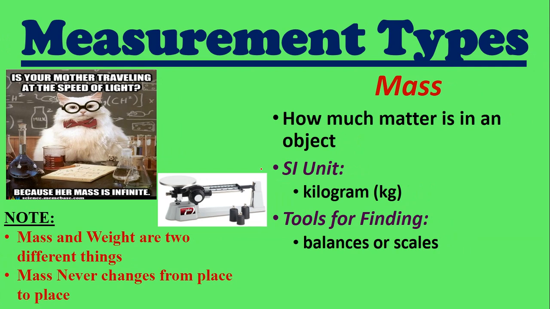The next measurement type is mass. Mass is how much matter is in an object. The SI unit is kilograms, but you can use grams or milligrams as long as it's in a gram sense. And the tool to find it are balances and scales. Now, I need to make a note. There's a difference between mass and weight. Mass will never change from place to place. Weight is dependent on gravity. And at some point in these videos, you're going to learn to calculate scientific weight.